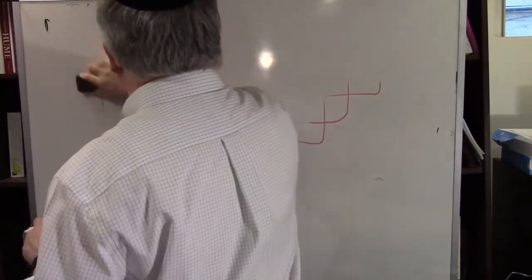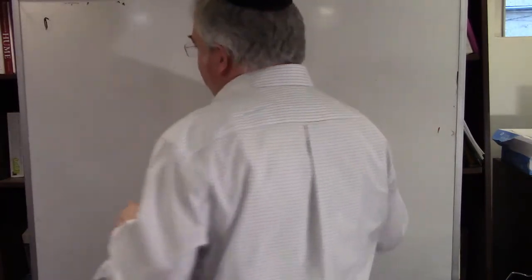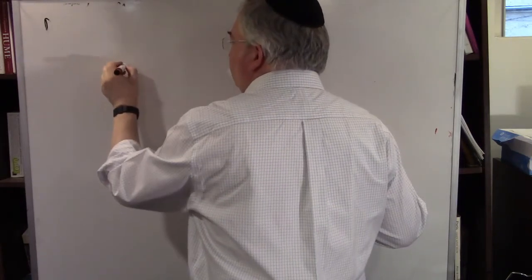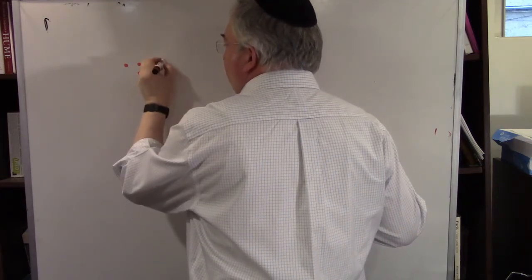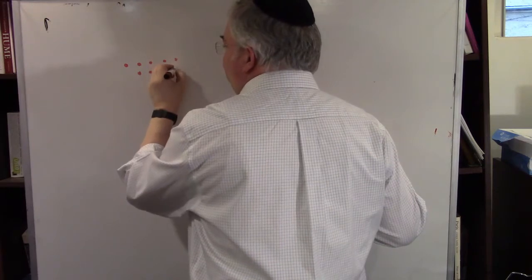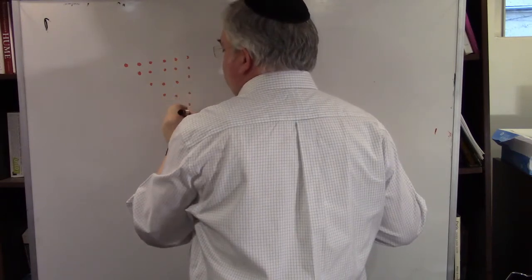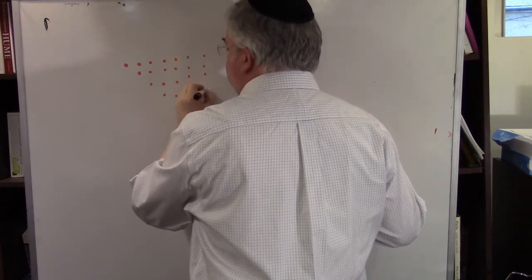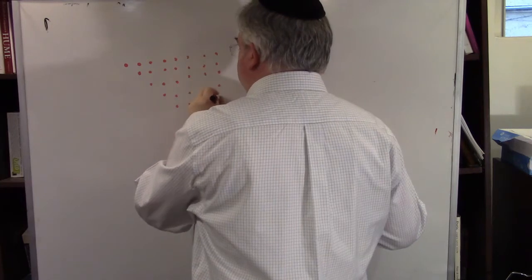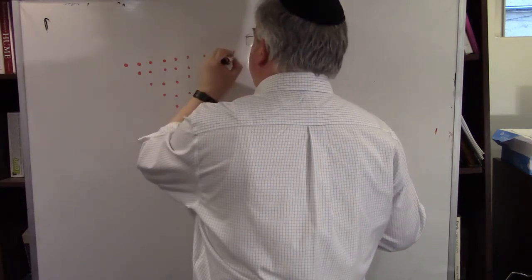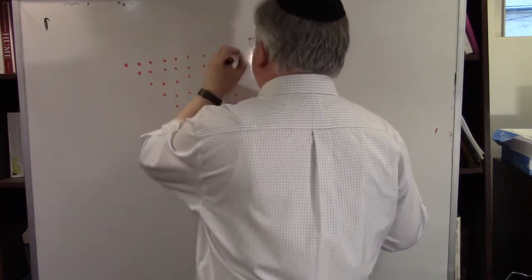I just want to show it to you another way. Okay? Let's say we do 1 to 10. So look what I do. I do 1 plus 2 plus 3 plus 4 plus 5 plus 6 plus 7 plus 8 plus 9 plus 10.